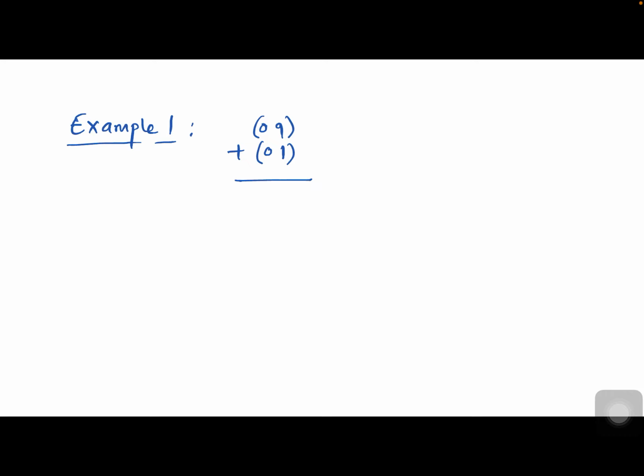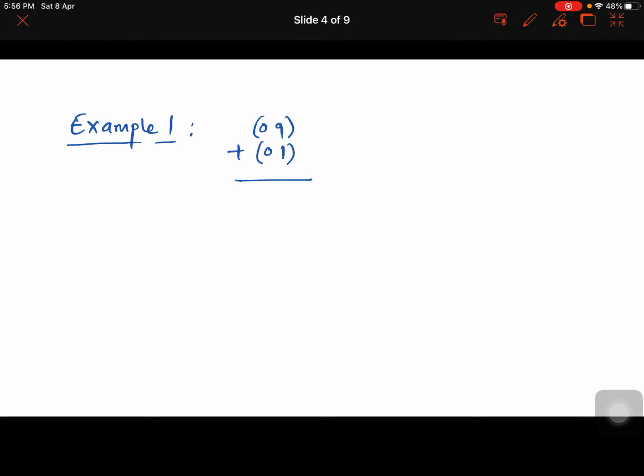Example number 1 is this 9 plus 1. So if I treat 09 and 01 as decimal numbers, I expect that 10 should be the result, the result that should get displayed on the ATM machine, right? But by default every number by microprocessor or by computer is treated as a hexadecimal number, am I right? So how does it perform the addition?